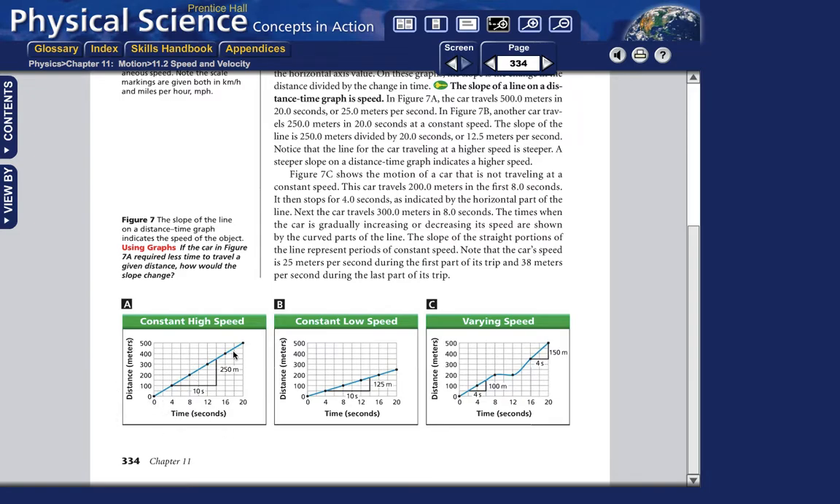When the line looks like this, or the slope looks like this, it's at a constant high speed. The speed is getting faster because you can see the meters are going up right here as the time is going. So this is a constant speed, okay? Now here, the slope is lower. These are all positive slopes though. This one's not going as fast. You know this one's going faster than this one. It's already at 500 meters in 20 seconds. This one right here is at what? 250 over 20 seconds. He's going a lot slower.